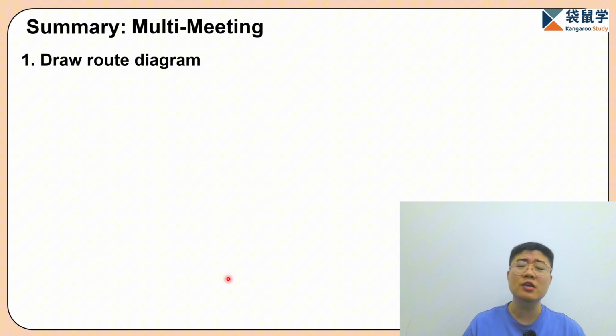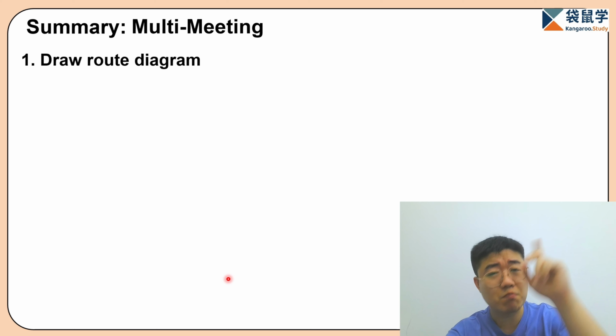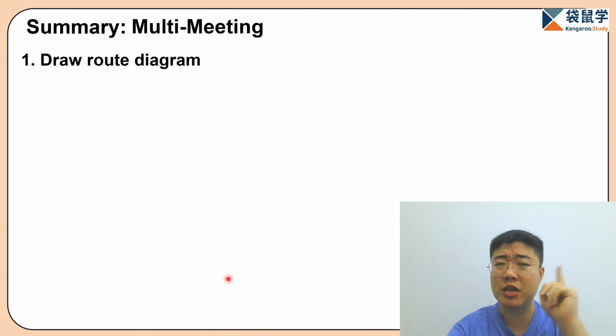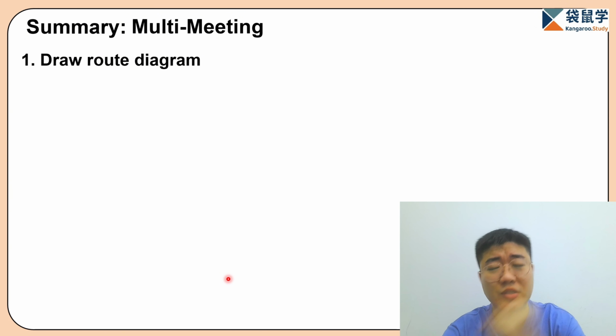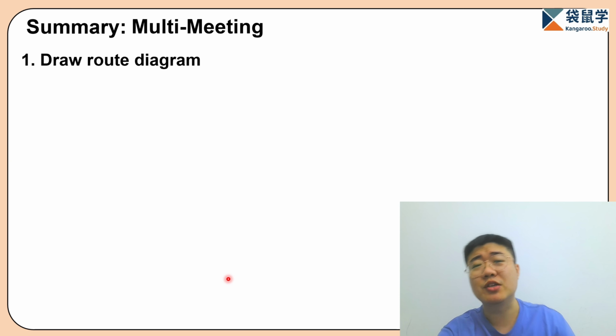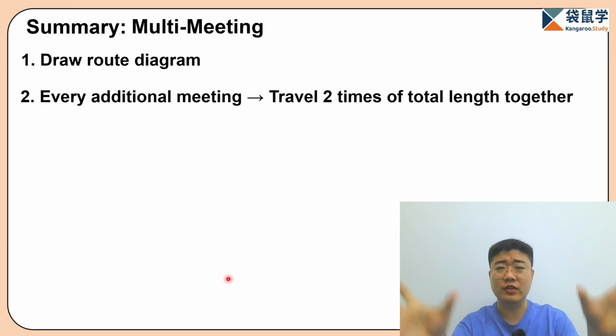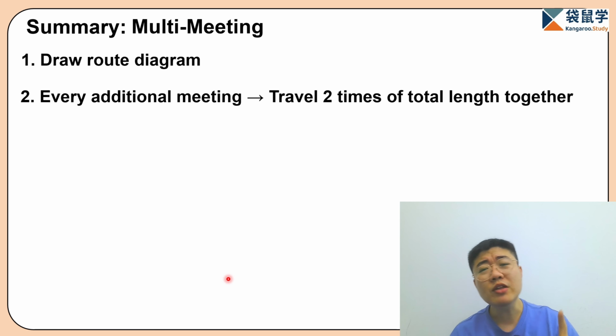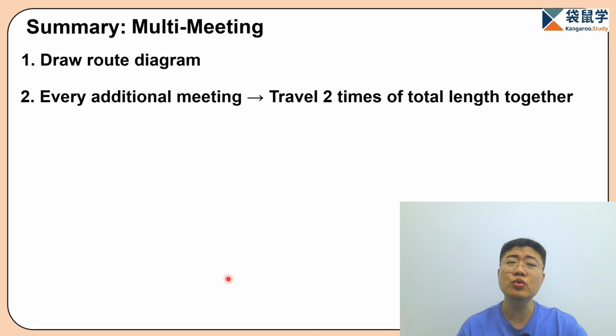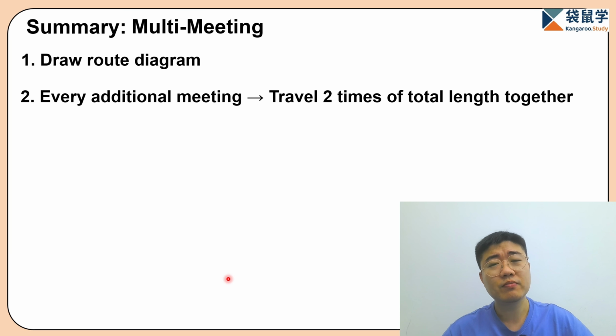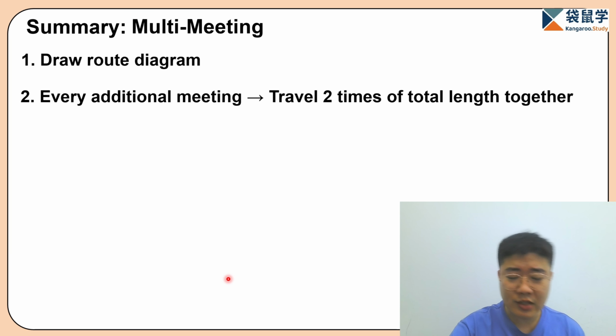So the second thing is that every time when they meet each other one more time, when they meet again, what is the additional distance traveled, everyone? This will be 2 times of the total length of this journey here. So every additional meeting, we will add 2 more times of the total length to the total distance traveled. So now we've understood this question.